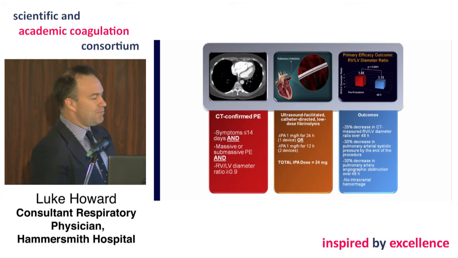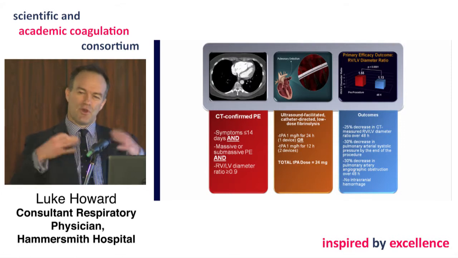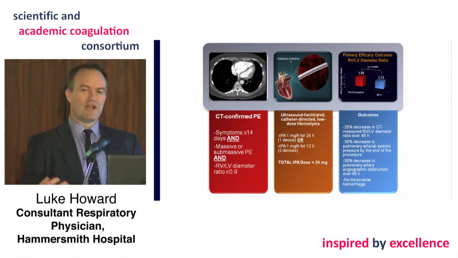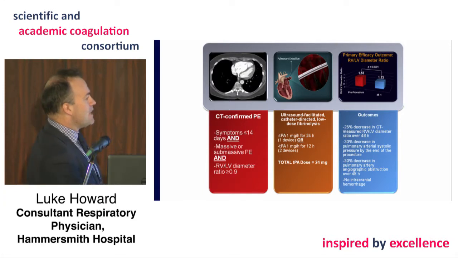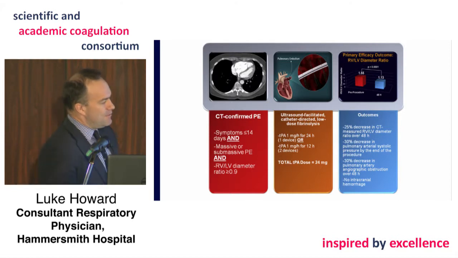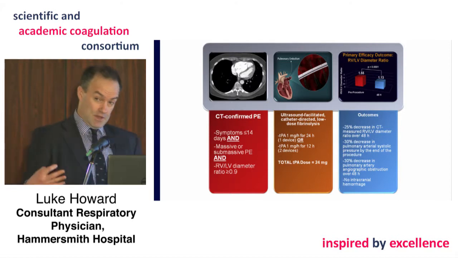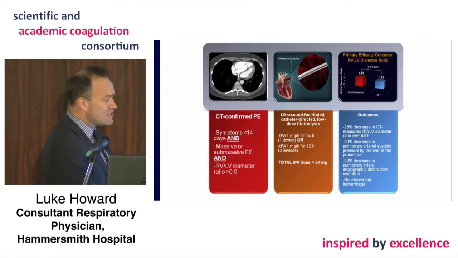It shows that it works, but actually what you really want to know is what's the composite 30-day mortality, morbidity, major bleeding. That's what I'm interested in. But anyway, what they showed was the right ventricle to left ventricle ratio improved significantly over 48 hours, and there was no intracranial hemorrhage. So the OPTALYSE study, I think, is currently underway, and that's looking at even lower doses of TPA. So I'm interested to see what that shows.